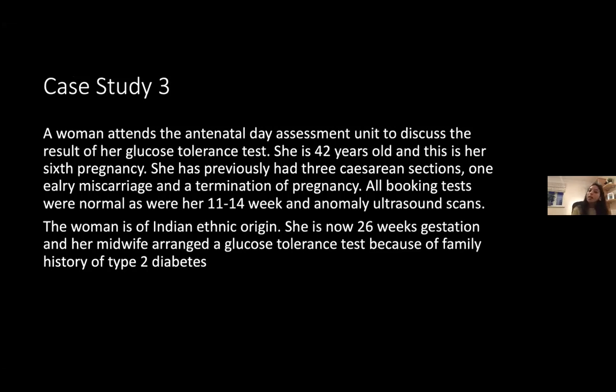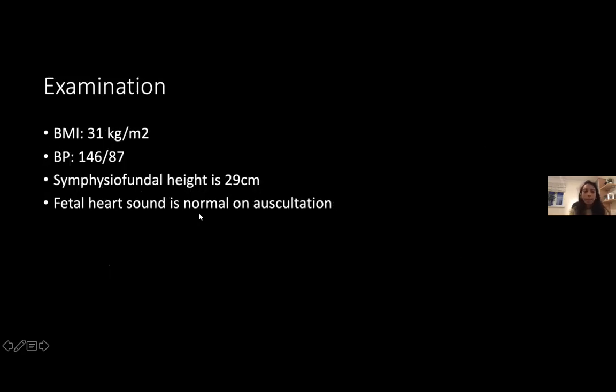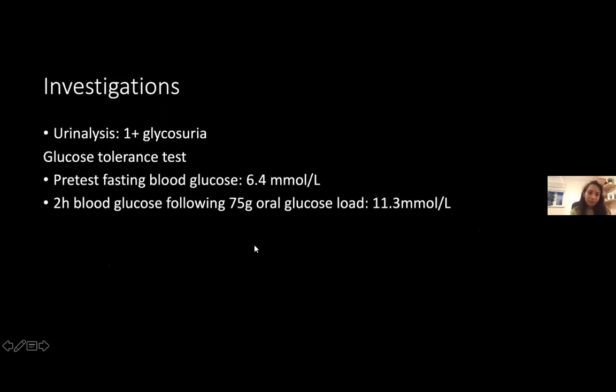So she's of Indian ethnic origin, and now she's at 26 weeks. And the midwife has arranged a glucose tolerance test because of a history of type 2 diabetes. So this is what we found on examination. BMI is 31, blood pressure is 147/87, and everything else is okay. So BMI is quite high, isn't it? This is what we got in the investigation. So what are we thinking about this?